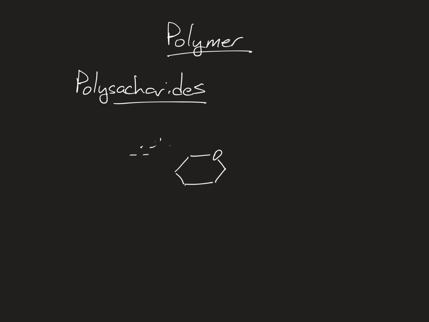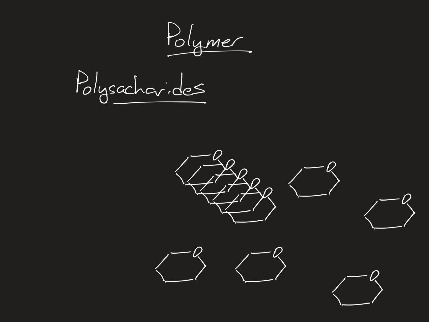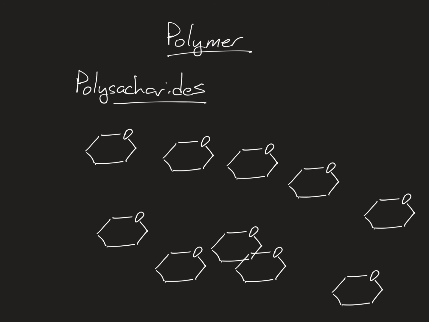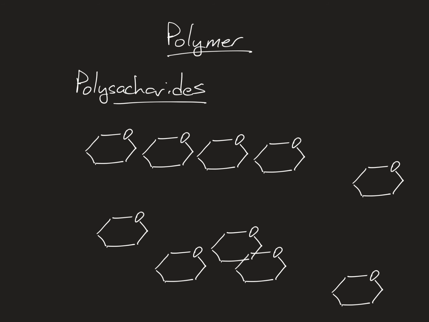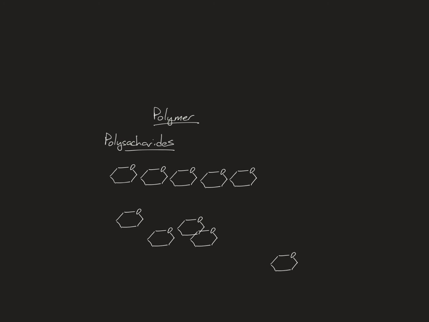If we took this single glucose molecule and had a bunch of them, and we connected them in a long chain, we would have something called starch. And starch is very long. They get connected like this, and they're very long strands. The geometry is not quite right.